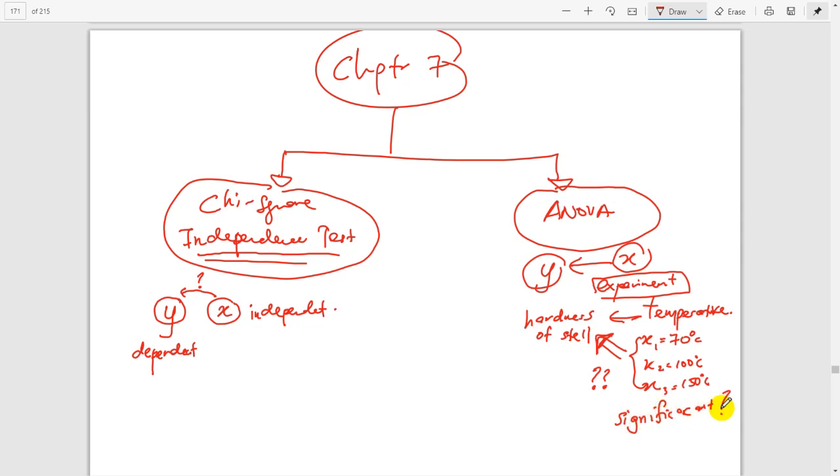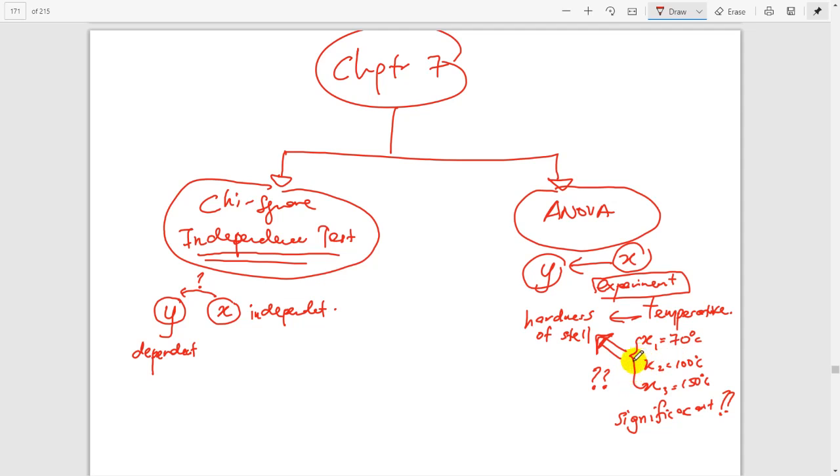Okay, which result is the most significant? Let's say X1 and X2 give the same value for the hardness. So when we test X1 and X2, it doesn't give much change to the hardness. But when we take X3 at 150 degrees Celsius, yes, it gives a significant change to the hardness. Okay, so only then can we say yes, it brings a change to the hardness. So this one is very important.